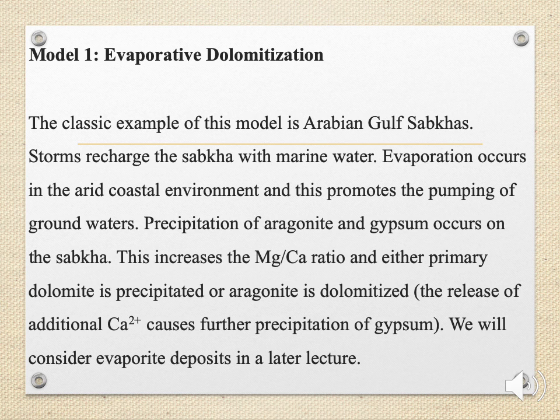And this quick precipitation from the evaporation causes a high magnesium calcium ratio, and either primary dolomite is precipitated or aragonite is dolomitized, especially when the additional calcium produces more gypsum. Now, we will consider evaporite deposits in a later lecture, so we'll talk about how gypsum is formed next time, so don't worry about that right now.